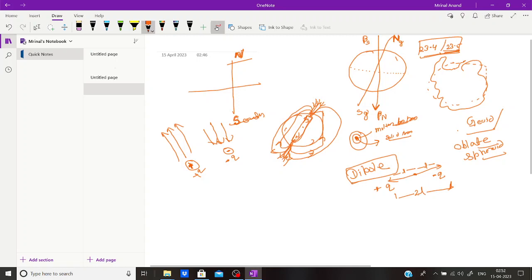And the earth's magnetic poles have flipped so many times. According to the paleomagnetic records, it has flipped up to 183 times in the last 83 years. 83 सालों में 183 times.